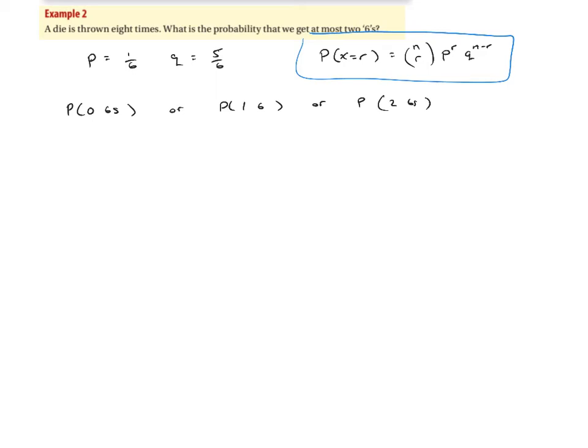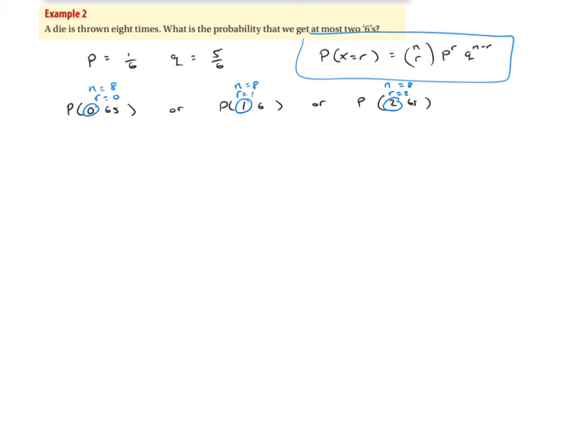So for this one, my n is equal to 8. That's not going to change for any of these. My r is going to be equal to 0 because I want 0 sixes. For this one here, my n is again equal to 8, and my r is equal to 1 because I want 1 six. And this one is n equal to 8 and r equal to 2 because I want 2 sixes. And then I'm going to work these out separately and then add them together to get the answer.